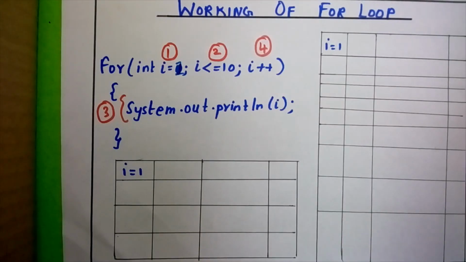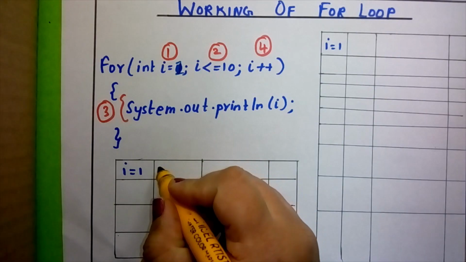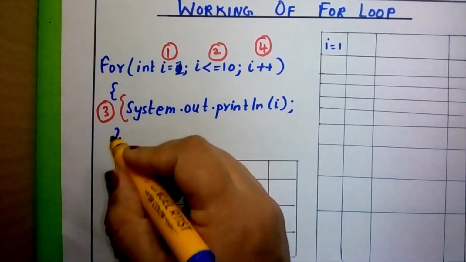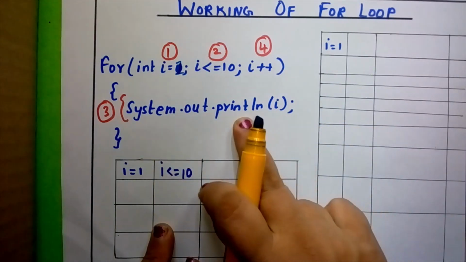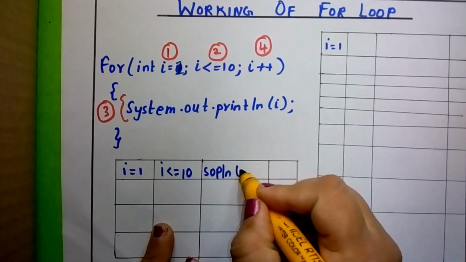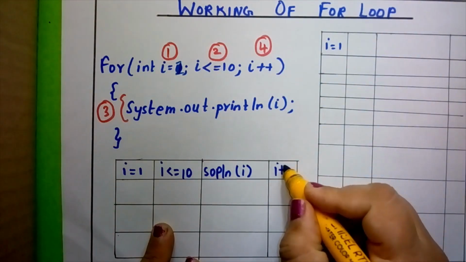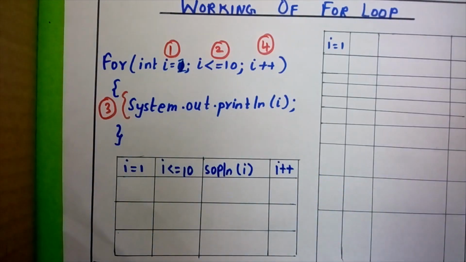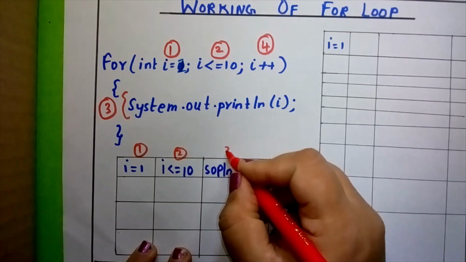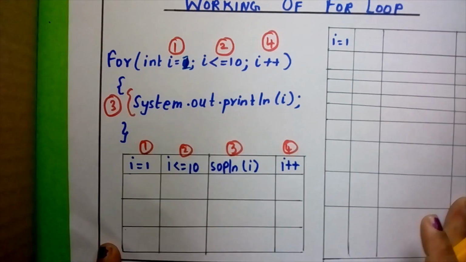So let us look at the working of the for loop. This is quite an important concept. Please listen. i <= 10. So third is what? System.out.println(i). So I am just writing it in the short form here. SOPLN i is going to print i, and the fourth is what? i++. Okay, so for more clarity I'll just write like this for you. Okay, 3 and 4. Now let us see how the for loop works.